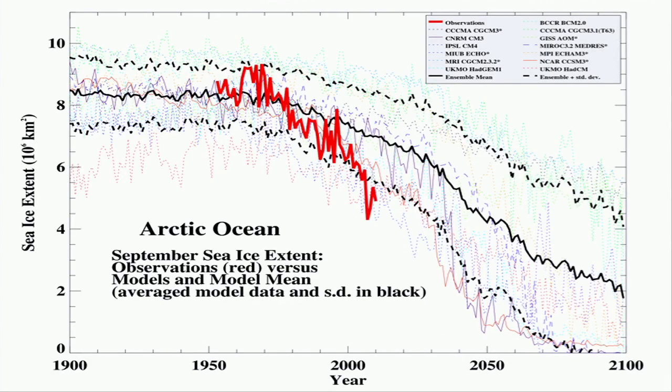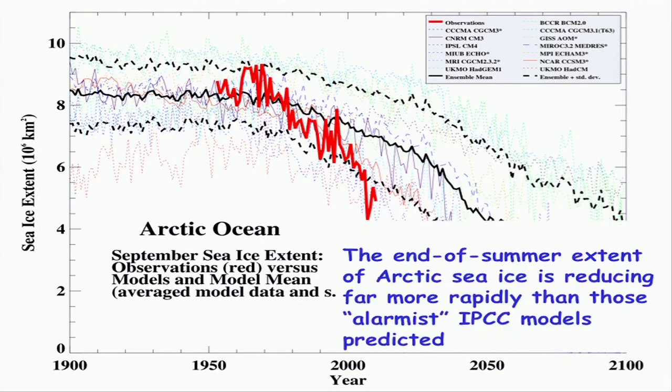So those are the old models, and they're currently being updated to try and take into account the actual observations. So the end of summer extent of Arctic ice is reducing far more rapidly than those so-called alarmist IPCC models predicted. That was a concern, so scientists have to fix the models.